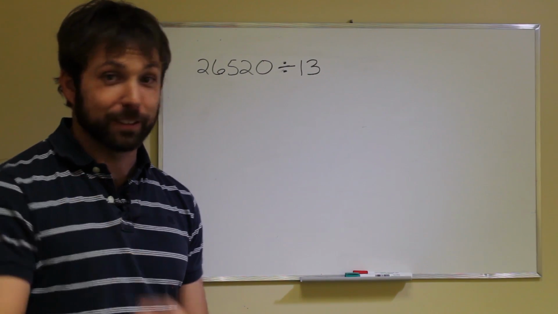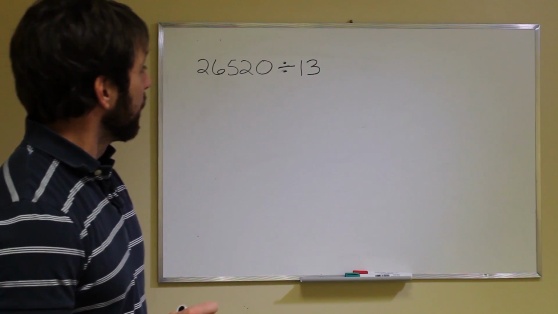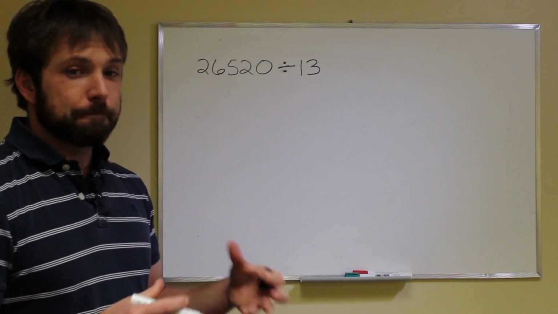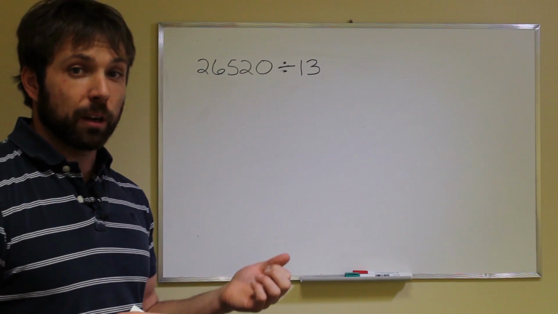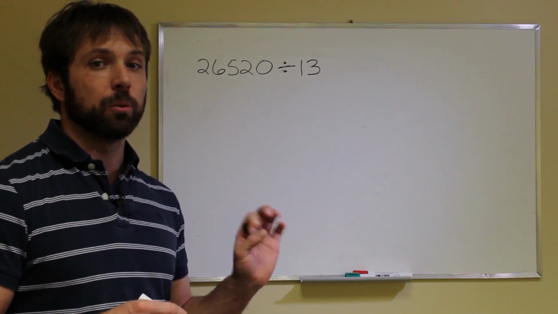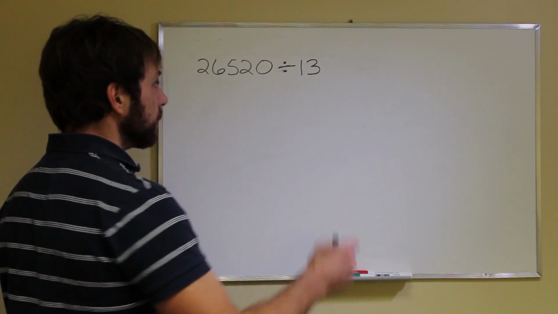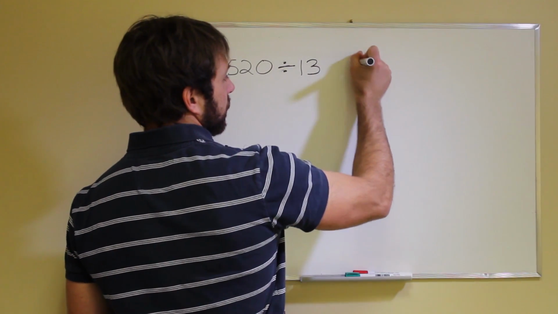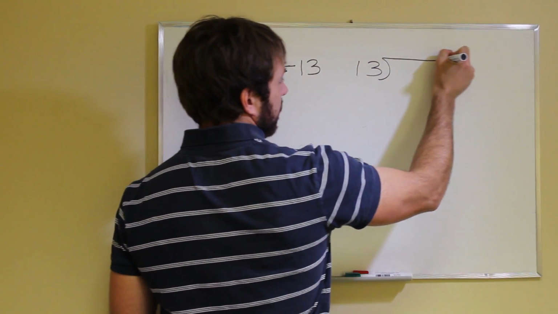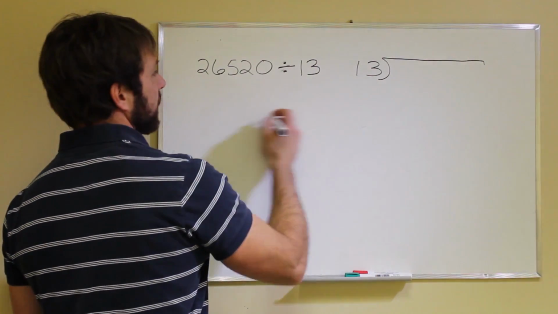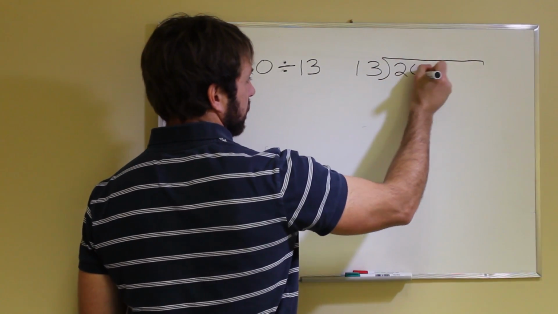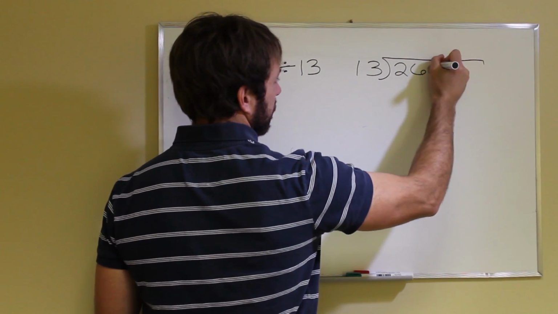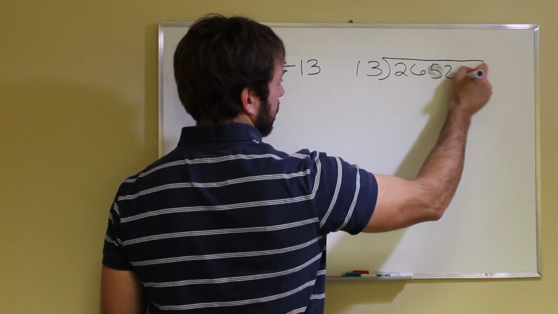Okay, so I hope you tried it. So this works out differently. So you need to be careful with how you work through the problem. Again, we're going to write this out in the same way that we have been. So it's going to be 13 divided into 26,520.